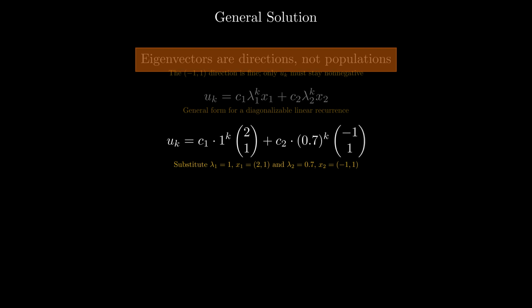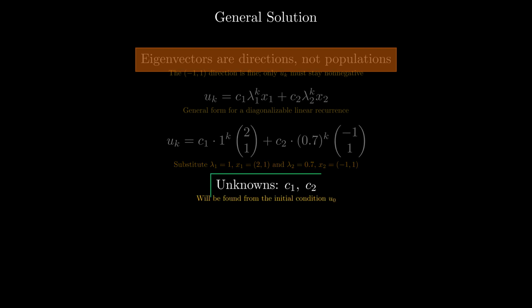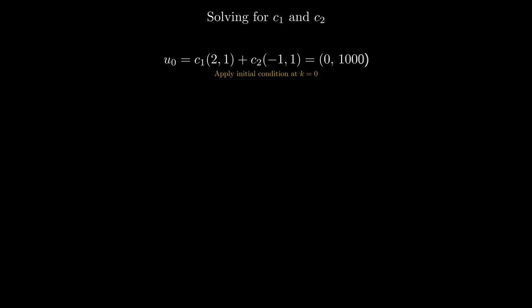U sub k equals c1 times 1 to the k times the vector 2, 1 plus c2 times 0.7 to the k times the vector negative 1, 1. We have two unknowns left to find, c1 and c2. Now we find c1 and c2 using the initial condition. At k equals 0, u sub 0 is the vector 0, 1000.